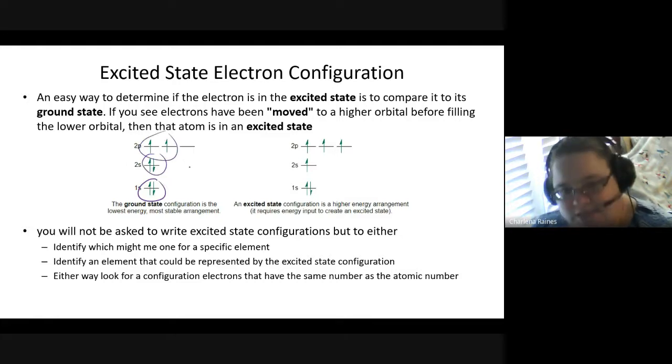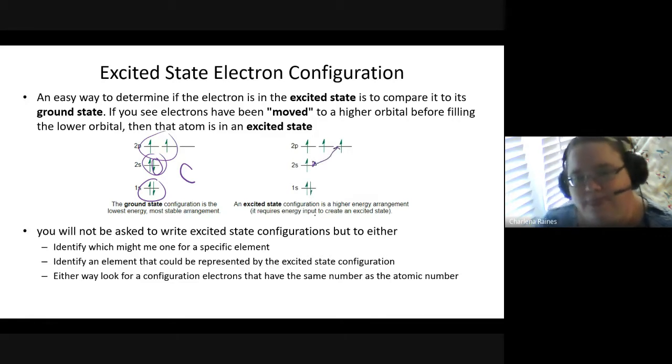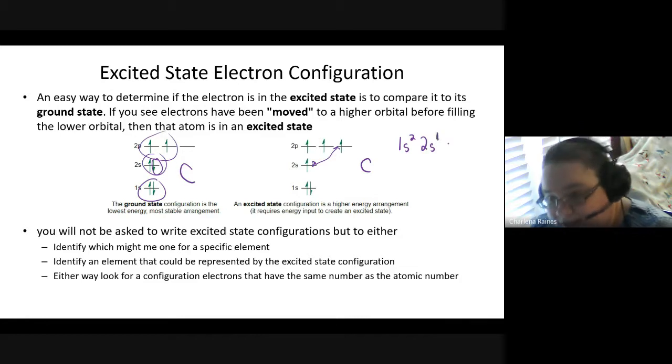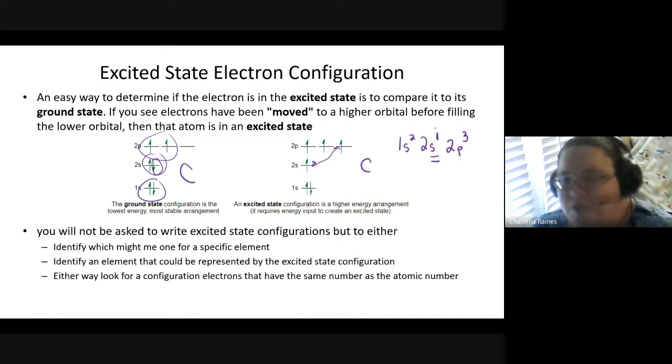So this is the ground state configuration for carbon. Notice this little electron for carbon got all nice and excited when we added that energy, and it moved from here to here. The number of electrons is still the same. This is just the excited state configuration for carbon. If I were to write it, it would look like this: 1s2, 2s1, and 2p3. So notice s isn't correct. We don't have the right number of electrons. This is one way we could see an excited state configuration.